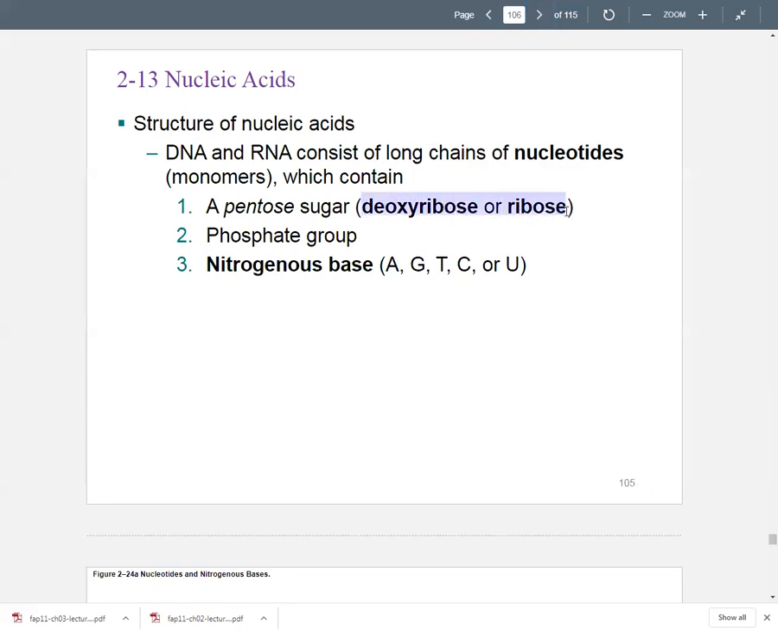With deoxyribose or ribose as a sugar. If it has deoxyribose, it's DNA. If it has ribose as a sugar, it's RNA. They'll all have a phosphate group, and then they'll have nitrogenous bases in each. So one nitrogenous base per nucleotide. And those are A, G, C, T, and U. Okay, and we'll find out which ones go where in just a moment.